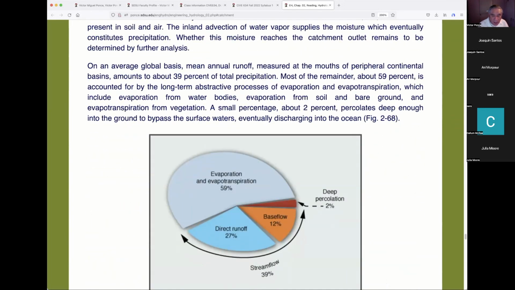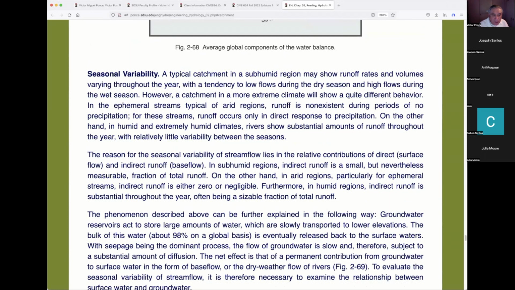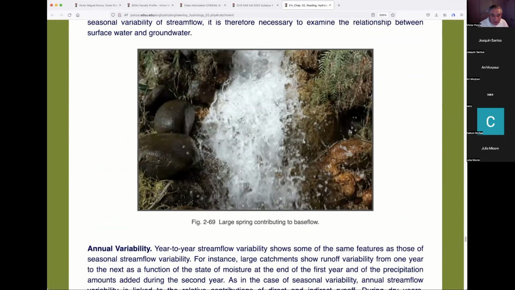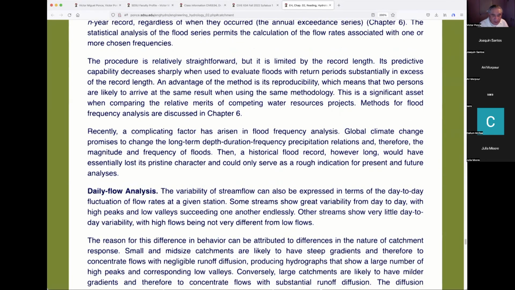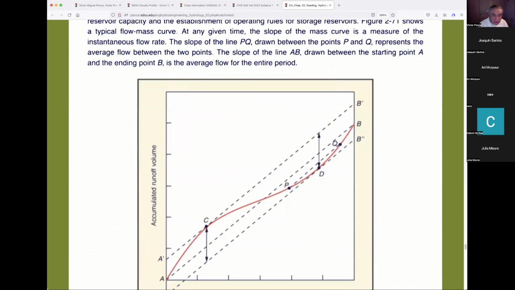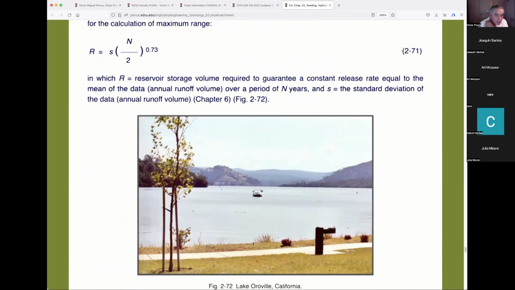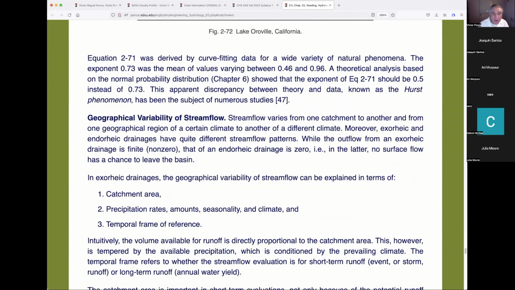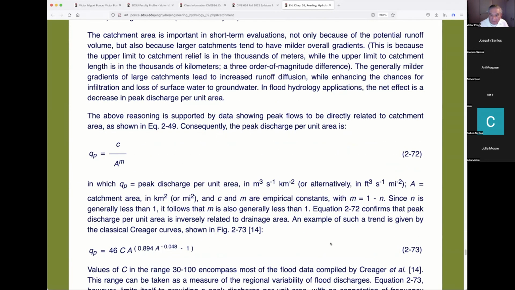Streamflow variability, I'm not going to cover. So I want you to review, because you guys are a little bit lacking in the background. Review the end of this chapter, okay? Daily flow analysis is not too important. Flow duration either, and finally, when I come back, because I ran out of time now, the first thing I'm going to cover is geographical variability of streamflow. That is very important. So let me stop there.